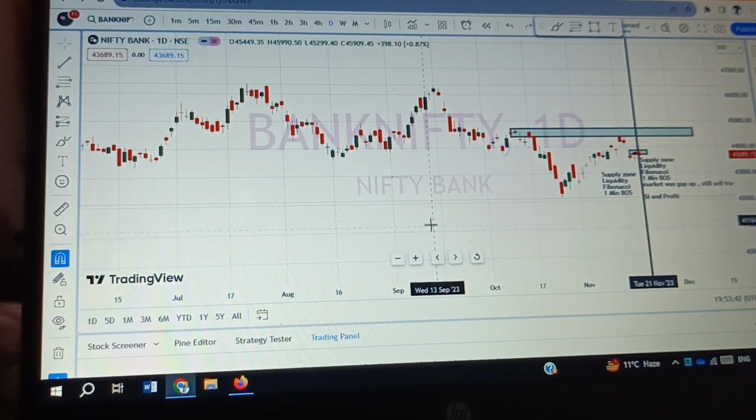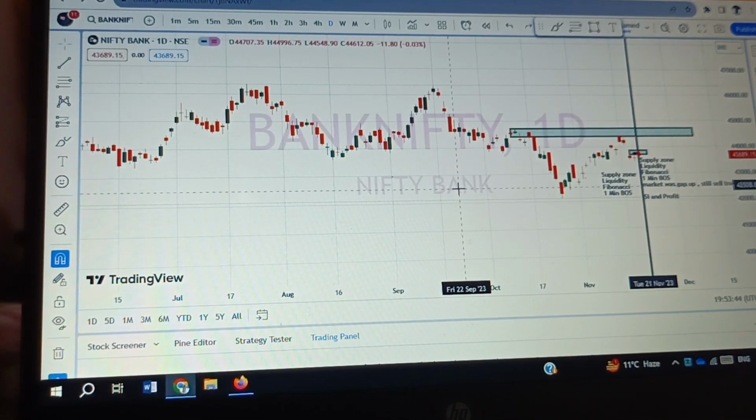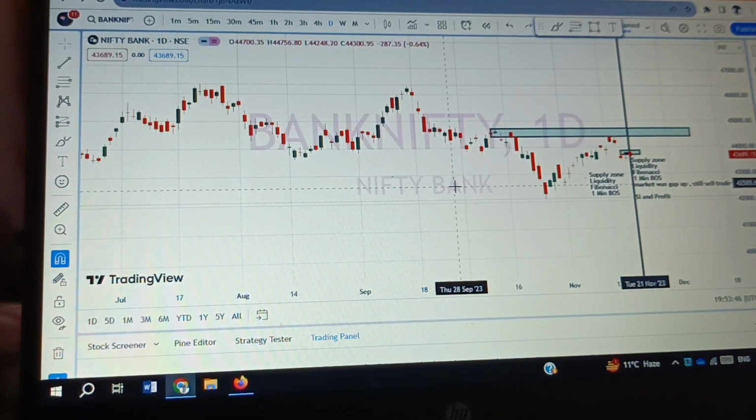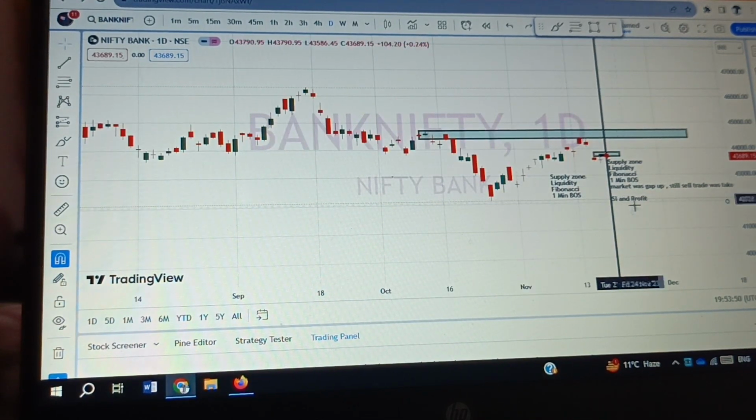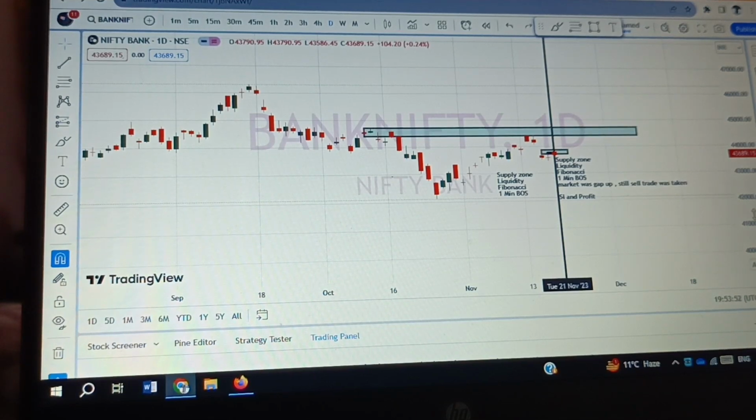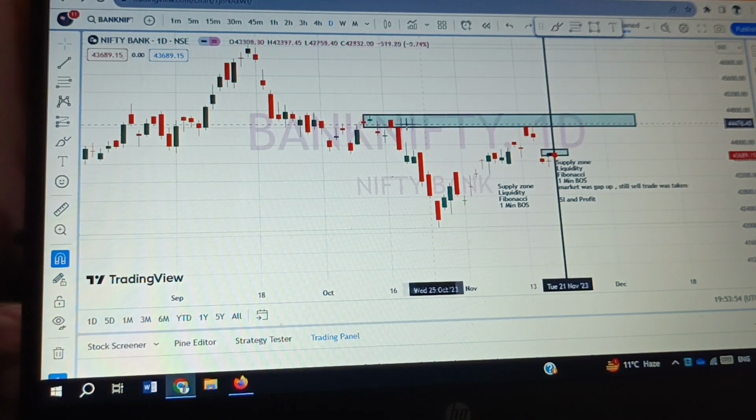Today we have taken a trade on Bank Nifty futures. The logic remains the same as we saw in the last video. As you see in the daily chart, the price has already visited this supply zone here. You can see the supply zone. The price, after touching the supply zone, has retraced down. So the same logic applies today as well.